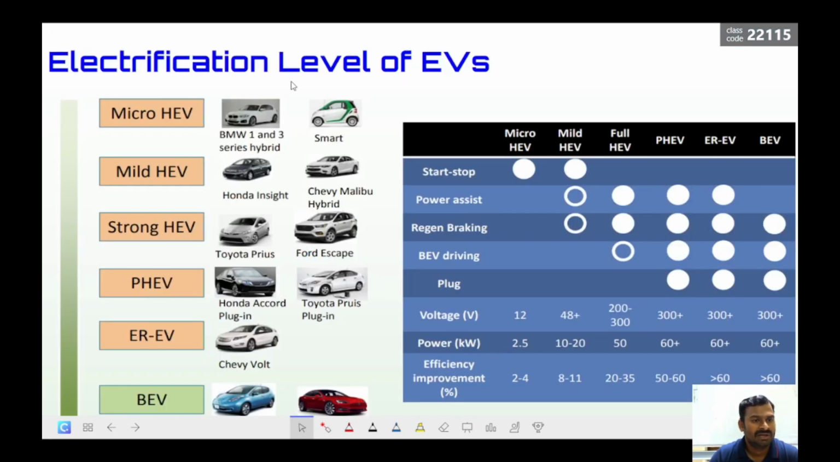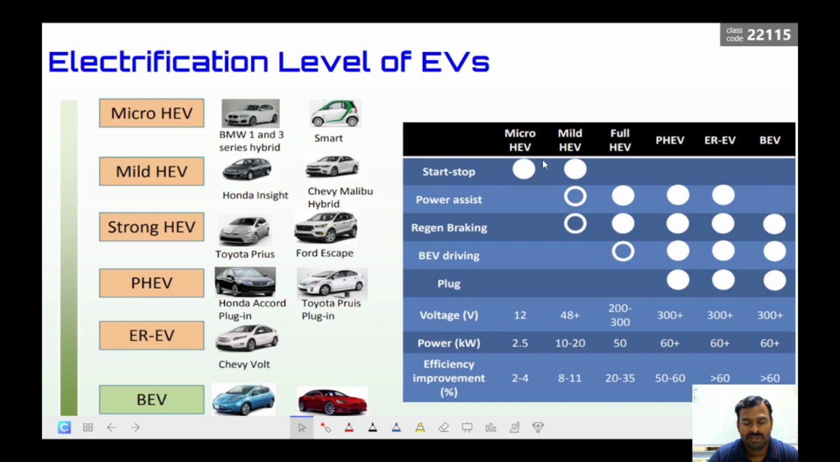Now let us understand the electrification levels of electrical vehicles. There are different levels of electrification: micro HEV, mild HEV, strong HEV, PHEV, EREV, BEV. This is the graph from a very low level of electrification to a pure electrical vehicle. These are the different levels of electrification, and a few examples are also given here.